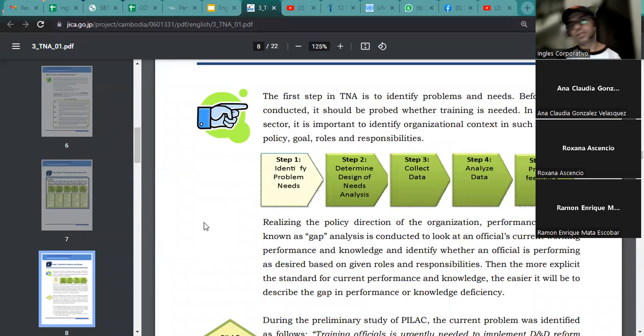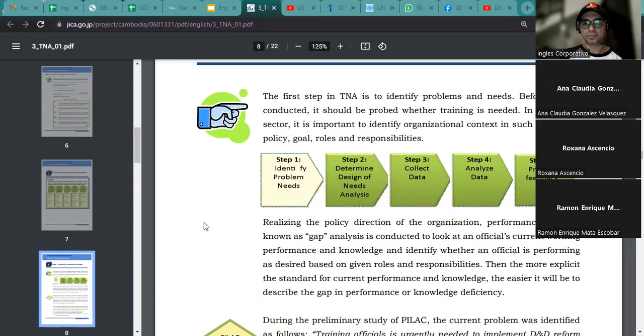Good. What did you get from this one? It's important to identify the problems and needs. And that will be the key for TNA, which training is necessary or conducted. Also, it's important to identify if a training is necessary or not.